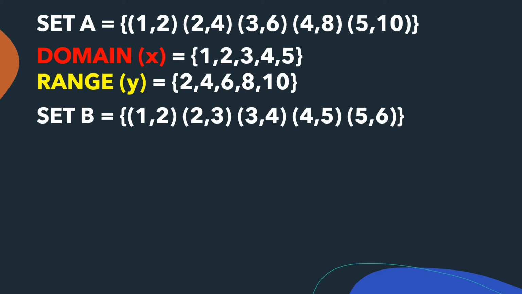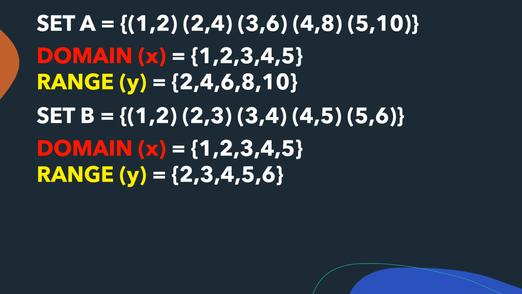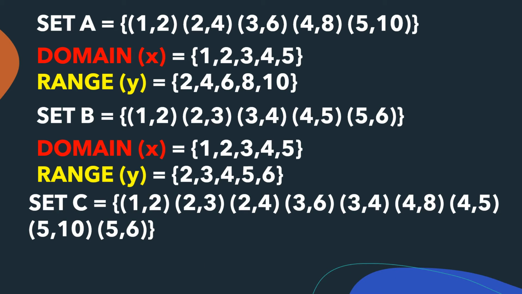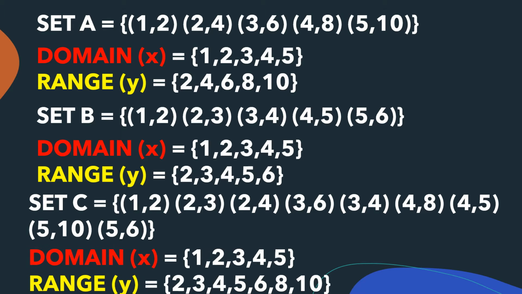In set B, we have (1, 2), (2, 3), (3, 4), (4, 5), and (5, 6), wherein the domains are 1, 2, 3, 4, 5 and the range are 2, 3, 4, 5, and 6. In set C, we have (1, 2), (2, 3), (2, 4), (3, 6), (3, 4), (4, 8), (4, 5), (5, 10), and (5, 6), wherein the domains are 1, 2, 3, 4, 5 and the range are 2, 3, 4, 5, 6, 8, and 10.